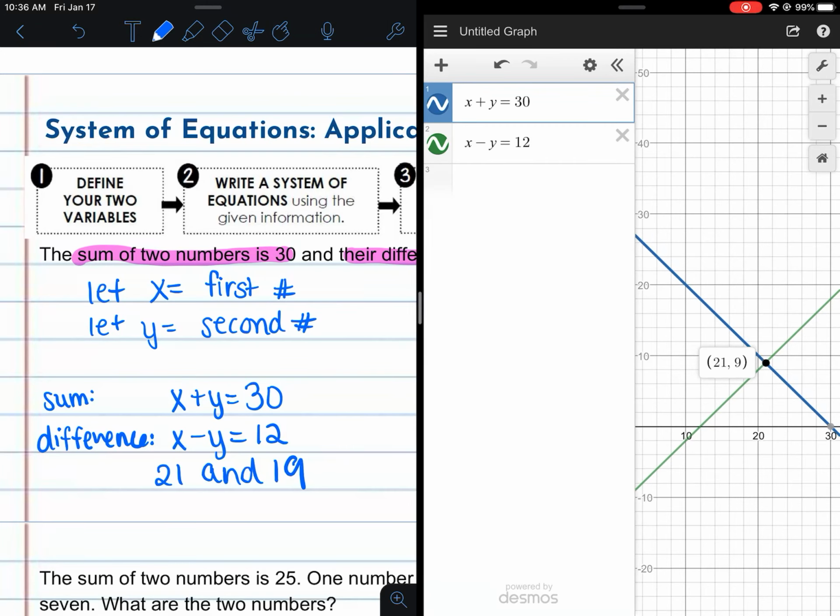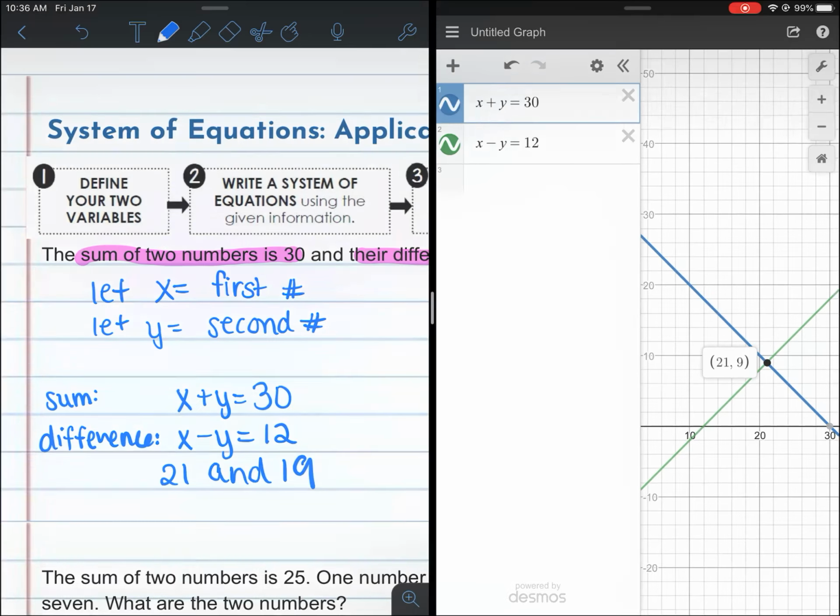You could write it as an ordered pair, but honestly with word problems, we normally don't write answers as ordered pairs. We just write them down. Number 1 is 21, the second number is 19.